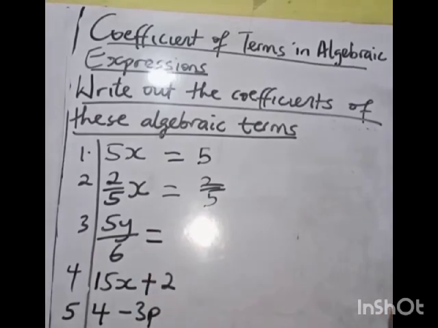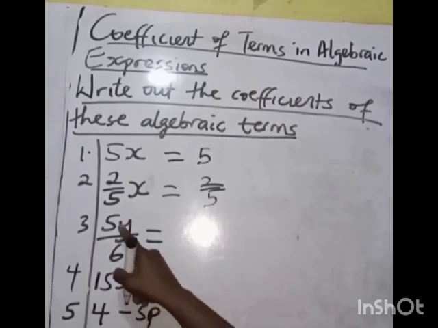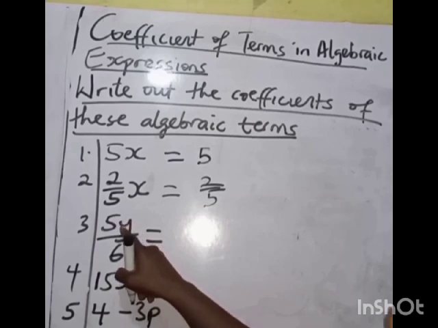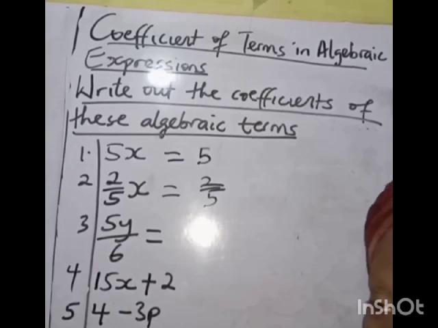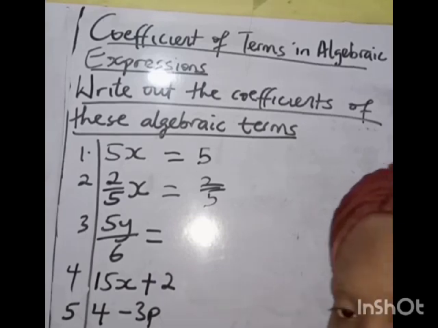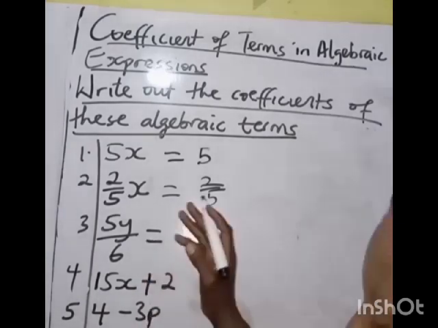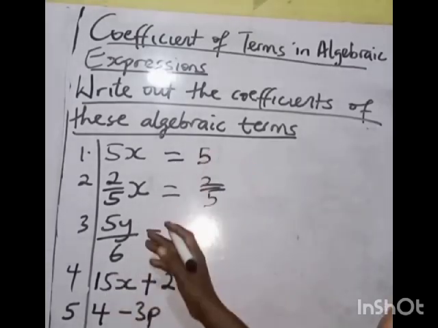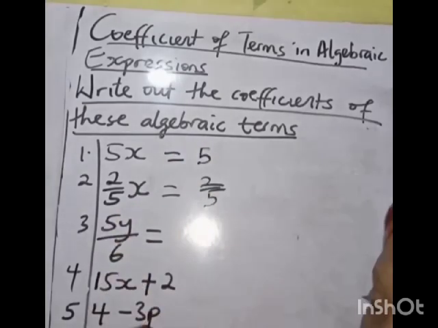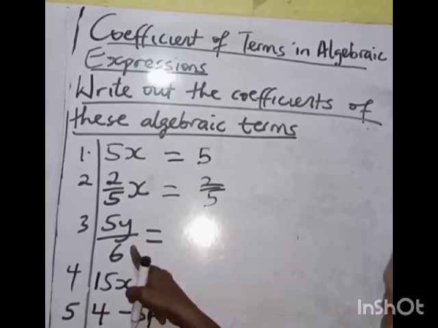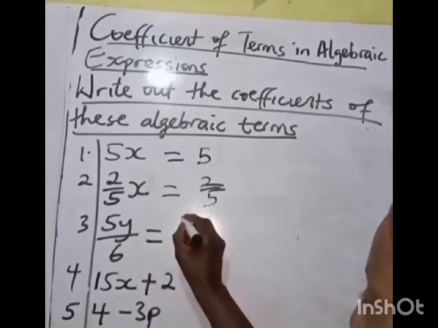Then we come to number 3, 5y over 6. Not minding that you have y in your numerator, the coefficient of y here, because 5y means 5 times y over 6. And when you separate them, you have 5 over 6 times y. You are multiplying y by 5 over 6. That means the coefficient of y in number 3 is 5 over 6.